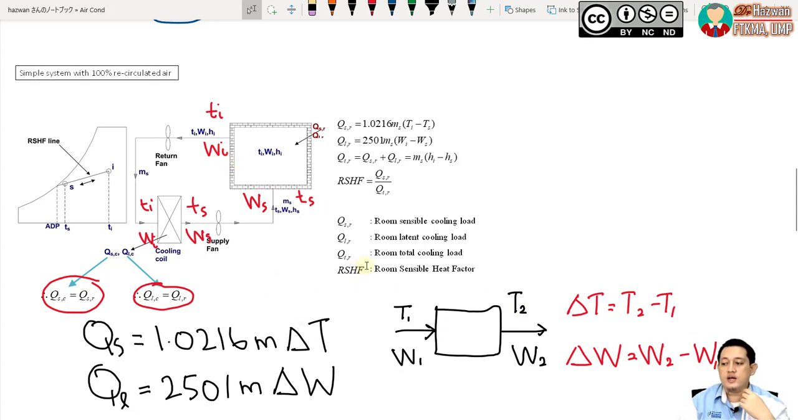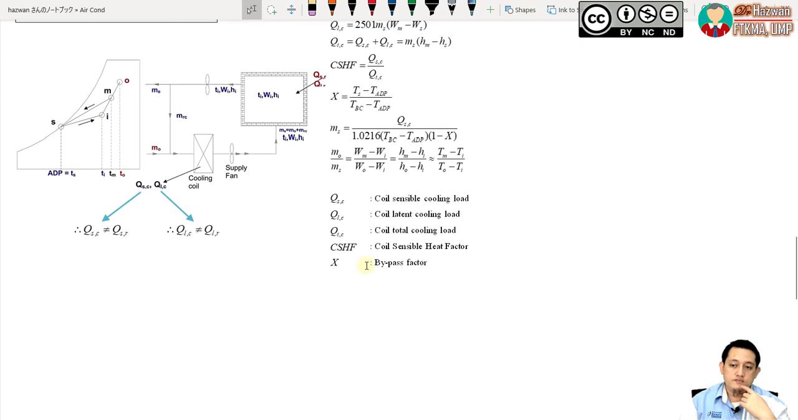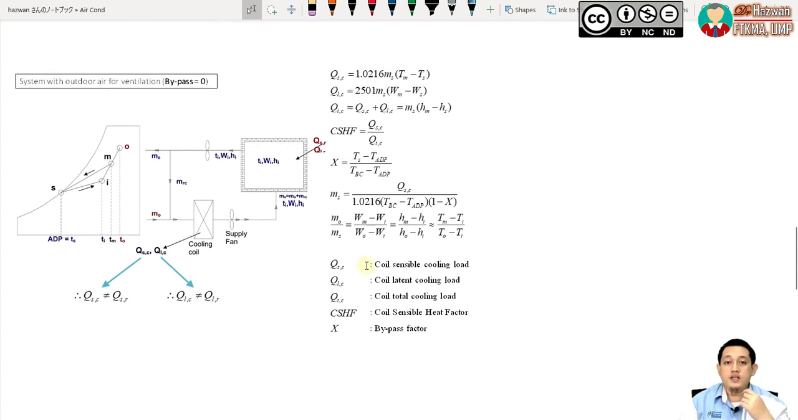I've talked about this one, so today let's look at this one: a simple system with outdoor air for ventilation where the bypass is equal to 0. What does it mean by bypass equal to 0? Bypass here represents the amount of air that is being cooled down by this cooling coil. So if the bypass is equal to 0, it means that 100% of the air is being cooled down by this cooling coil.